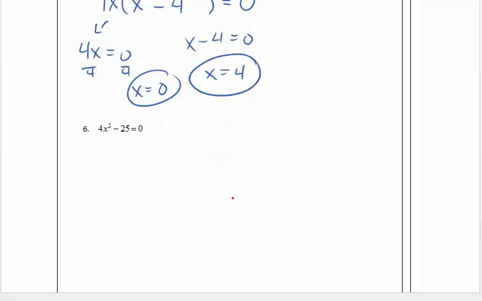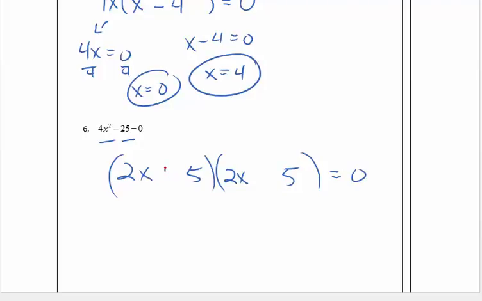Okay, last one for this video. 4x squared minus 25 equals 0. It's already set to 0. There's no GCF. I'm still checking for the GCF, but 4x squared and 25 have nothing in common. So what are my other methods of factoring? That's difference of squares. That's one we need to recognize. 4x squared has a square root, 2x. 25 has a square root, 5. So I've factored the problem, and now I apply my zero product principle, set each factor to 0, and solve.